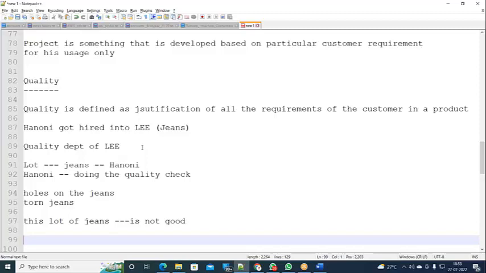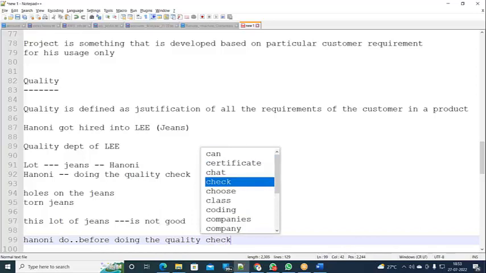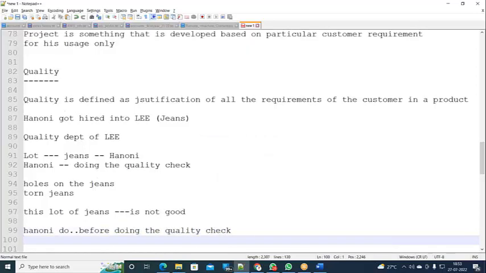Okay. So now what should Hanoni do before doing the quality check? What he should understand or what he should do before he starts doing the quality check? Check the specification. Wonderful. He should understand the requirement.